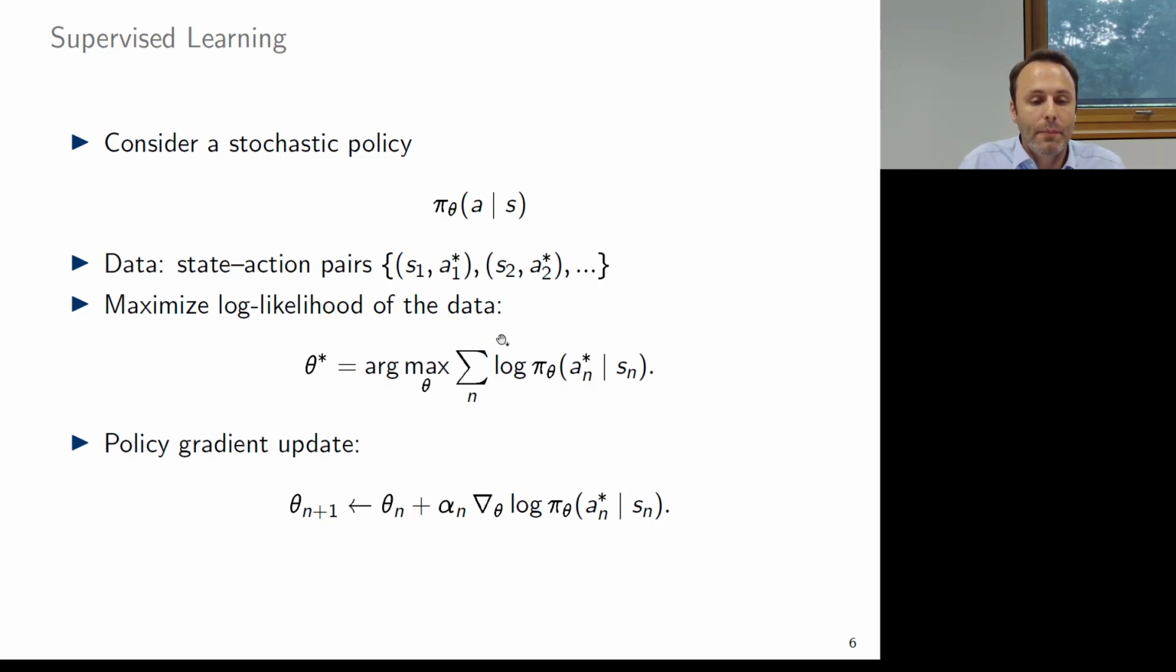And so how to solve this maximum likelihood problem is by taking the gradient with respect to theta. And if we do that, we get here the gradient with respect to theta of the log of the policy, the stochastic policy, the probability to take action A star, that is the best one given the state. Then we have a learning rate or step size alpha n, with which we update our parameter theta.